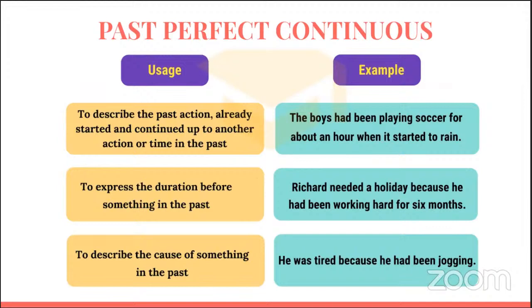Please, can you read this example? Richard needed a holiday because he had been working for 6 months. Yes. And also to describe the cause of something in the past. He was tired because he had been jogging. All right. Yes. So remember, past perfect continuous: past actions that started and continued up to another action in the past. Very important.